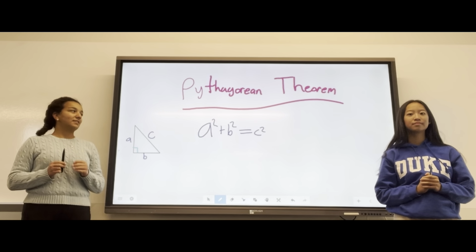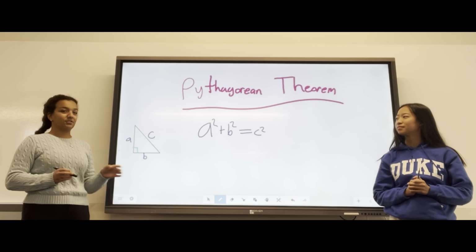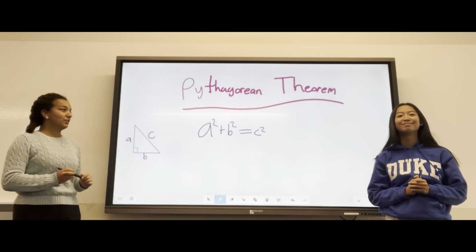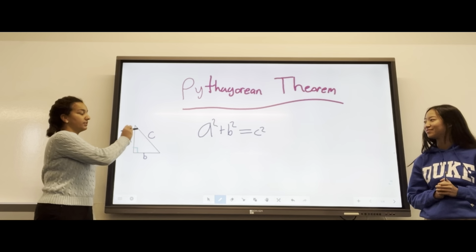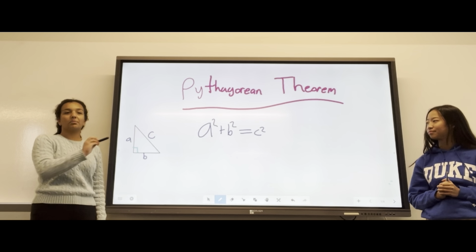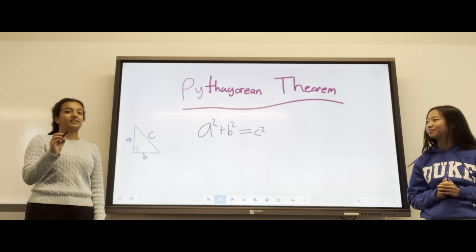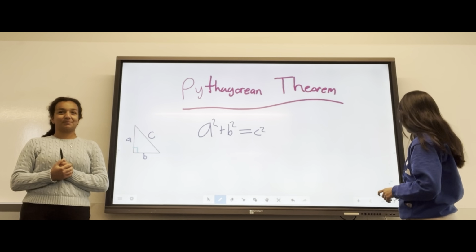The Pythagorean theorem applies to any and all right triangles, and only right triangles. So we have the sum of a squared plus b squared equals c squared, where c is often represented as the hypotenuse, but it doesn't have to be. Let's go to an example.